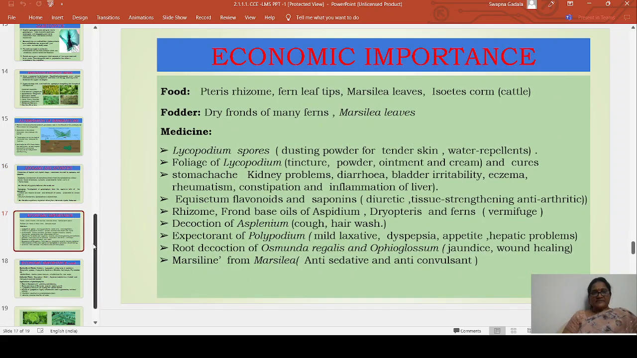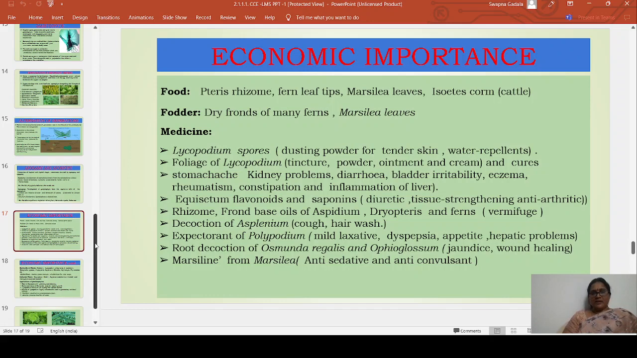Pteridophytes are also economically important. Terrestrial rhizomes, fern leaf tips, and Marsilea leaves were used as food in different parts of the world. And dry fronds of many ferns and Marsilea leaves are used as fodder.